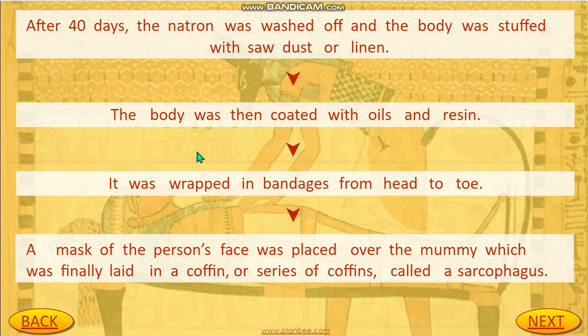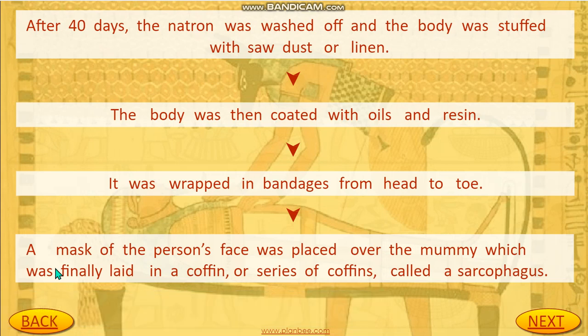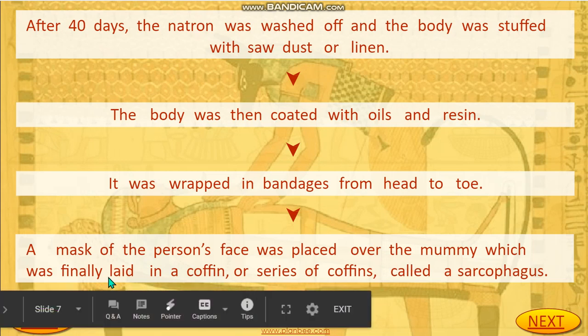And these oils are not just normal ones, but special oils, of course, to make the body smell good. Next, it was wrapped in bandages from head to toe. And the last step, if you can remember King Tut wearing a mask: a mask of a person's face was placed over the mummy, which was finally laid in a coffin or series of coffins called a sarcophagus.